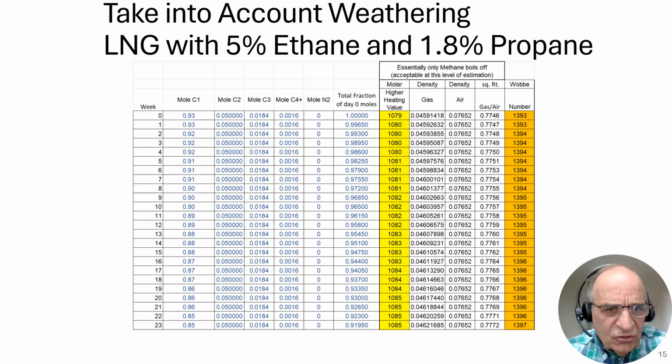So in this case, we're going to start off with a concentration of 93% methane, that's C1, 5% ethane, remember that's a bit high, that's C2, 1.84% C3, which is propane, and a small amount of the heavier hydrocarbons, C4 plus. I said there's no nitrogen in this LNG, so that gives us a total molar content of 100%.